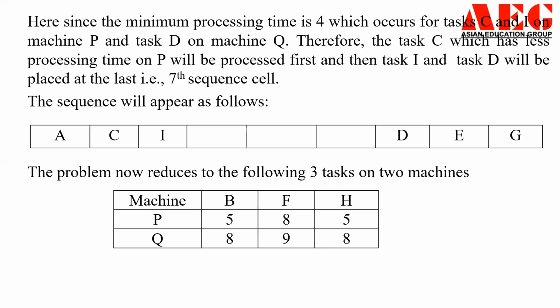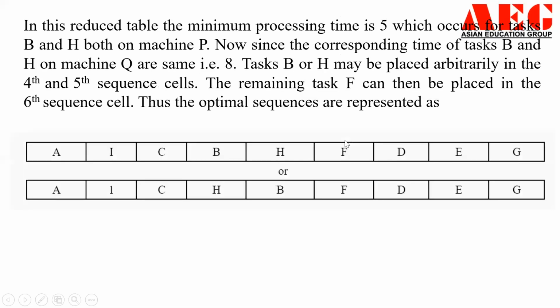It's completely my choice because both are requiring the same time hours on the same machine. So I will put B here or H here, or you can put H here or B here also. So if I say B and H, then B and H will proceed here, and last F will automatically come into the empty cell. So the queue will be created. So there is a queue: A, I, C, B, H.